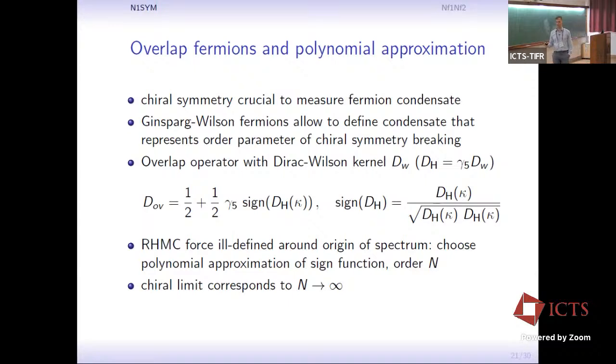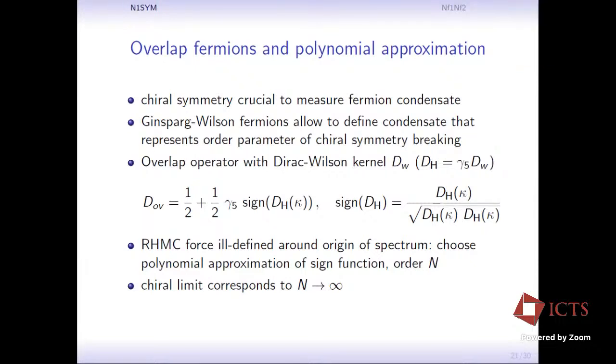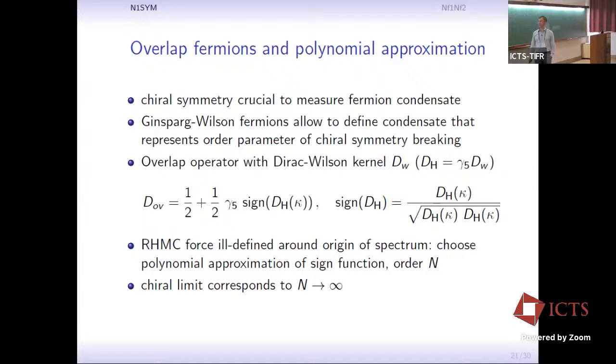were overlap fermions. I told you that basically chiral symmetry can be realized in terms of the Ginsparg-Wilson relation. And one way to realize this Ginsparg-Wilson relation is in terms of these overlap fermions. These have a rather more involved structure than the Dirac-Wilson kernel that only involves nearest neighbor, and can be written, in fact, in terms of a form where you have here the gamma 5 times the Dirac-Wilson operator, and then you have to apply a sign function to this matrix.